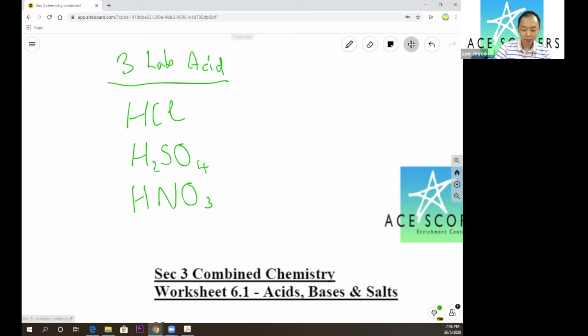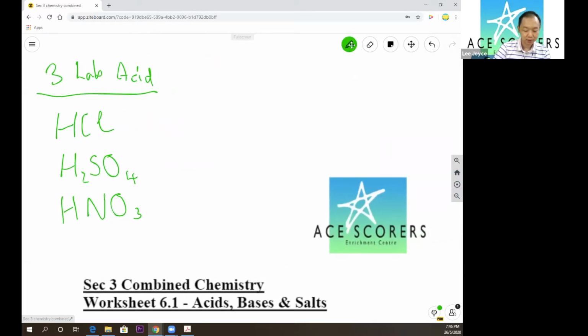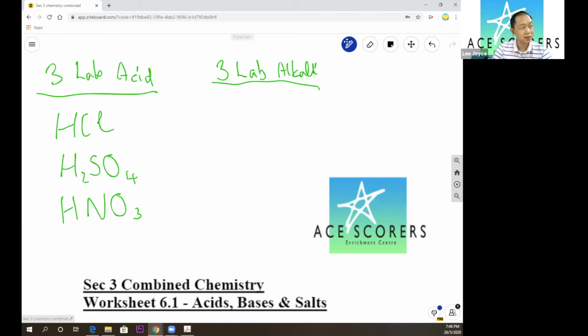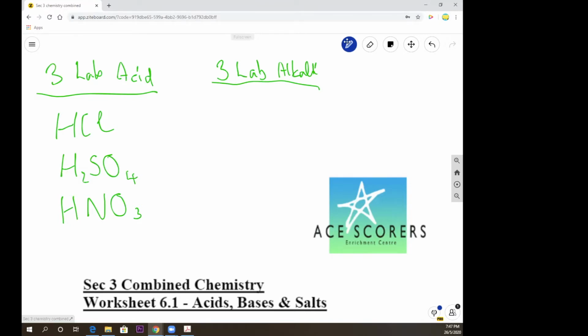Okay, then what about the 3 lab alkalis? Anyone know? Which is the opposite of acid. What's the 3 lab alkali? Anyone know? Nobody knows. Bleach. Shampoo, soap, conditioner. Lab, I say lab, not the toilet.